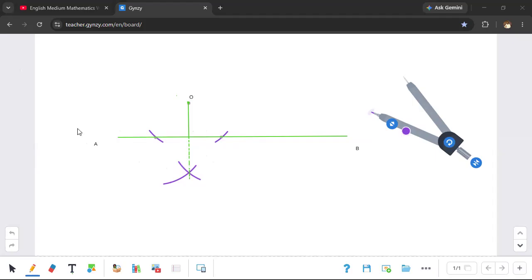So you need to mark this as a perpendicular line. This is a perpendicular mark. So this line is perpendicular to the line AB. This is what we need to do. Okay, so this is it. For today, I am going to wind up the class from here.